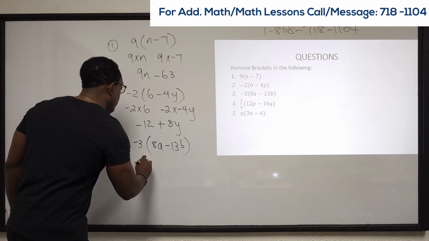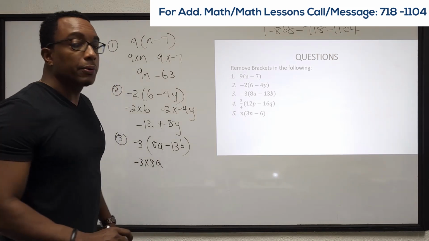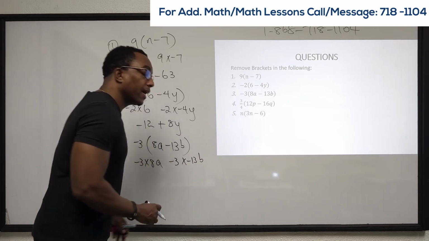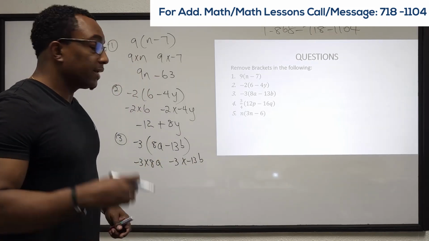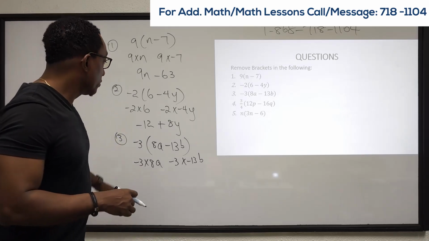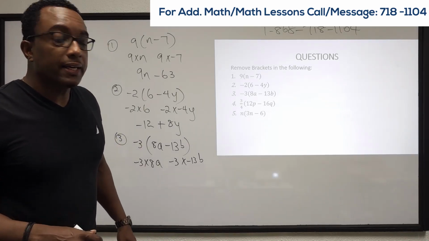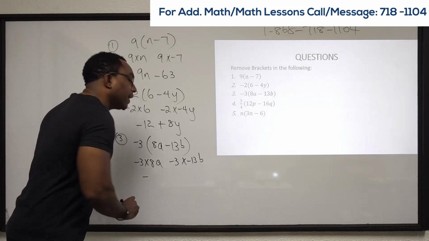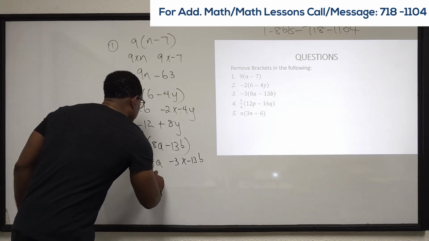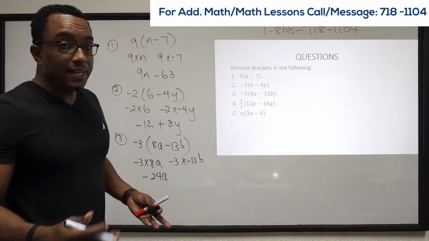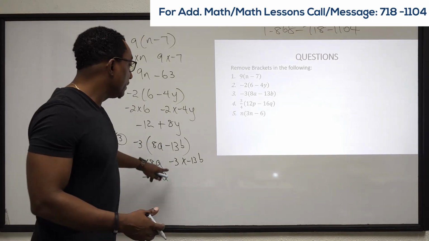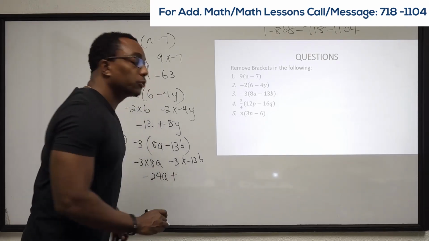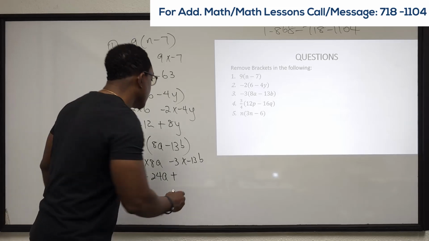So negative 3 by 8a, and we're going to multiply negative 3 by negative 13b, right? And I guess you would have already formalized that in your minds. So this will be negative 3 by 8a, a minus by a plus is a minus, 3 by 8a will give us 24a, and negative 3 by negative 13b, a minus by a minus is a plus, so 3 by 13b will give us 39b.